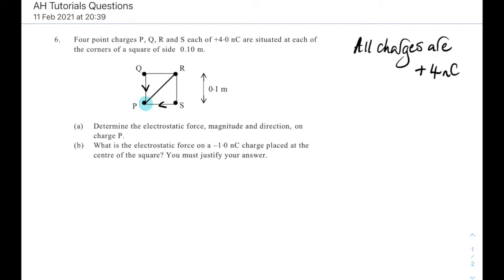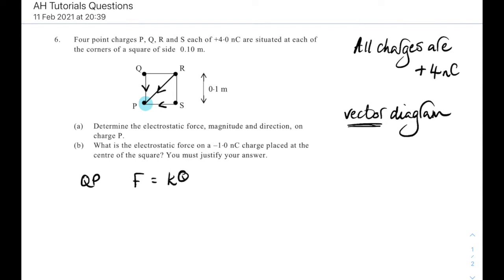So Q and R and S are all going to be repelling charge P. And we're going to need a vector diagram for this. I bet you thought we had forgotten all about vectors, but unfortunately vectors are still very important in physics. So let's take them one at a time.